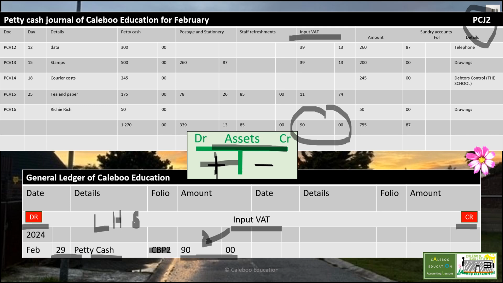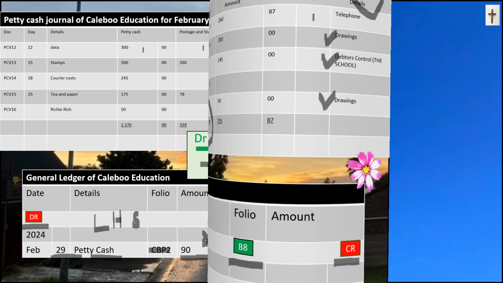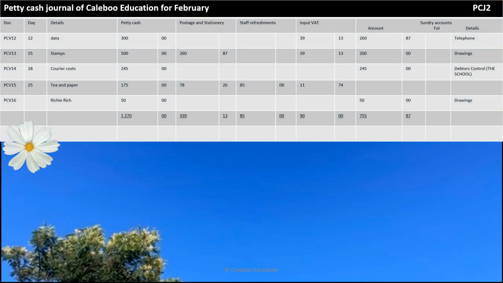So now we've done input VAT, we've done drawings, debtors control, input VAT, still a few more: telephone, staff refreshments, postage and stationery, petty cash. Let's move on. And what is input VAT? Balance sheet account number 8. And we move on.